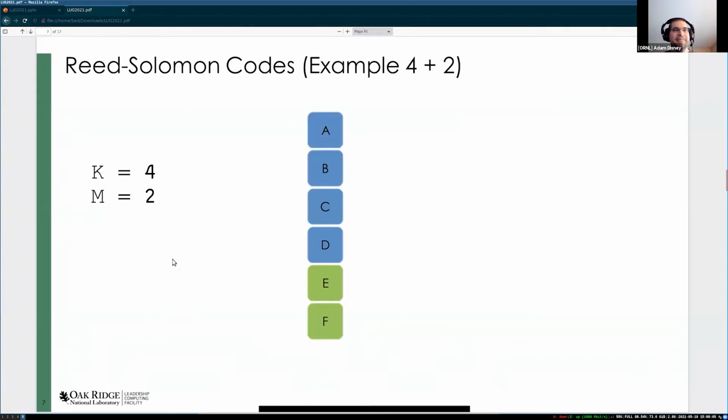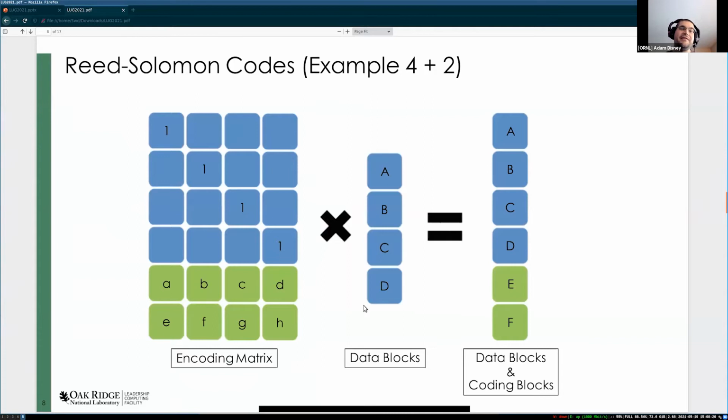So here's an example. Let's do 4 plus 2, where K is 4 and M is 2. Here we have in blue the data blocks, and the green is the coding blocks. So how do we get this? Well, it involves some matrix multiplication. Essentially, we have an encoding matrix where the top portion is an identity matrix. If you're rusty on your matrix algebra, that just means it's like multiplying by 1. So you get your data back through this identity matrix. But then on the bottom, we have our encoding rows.